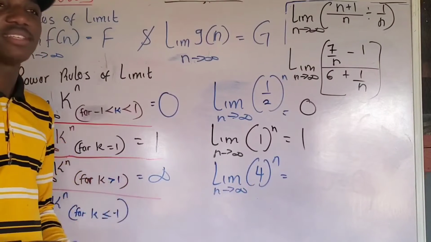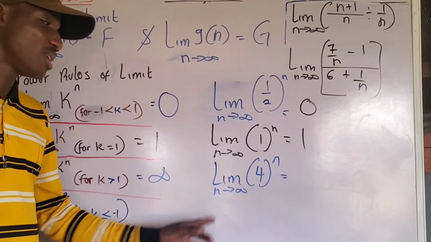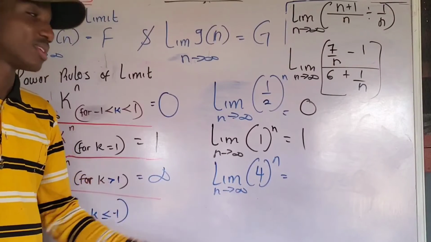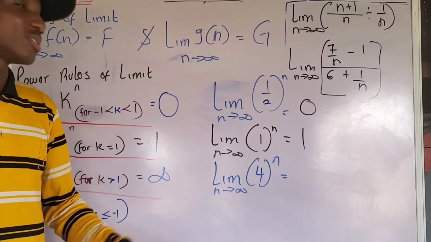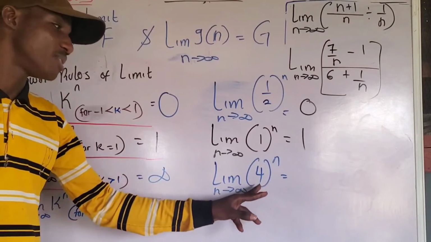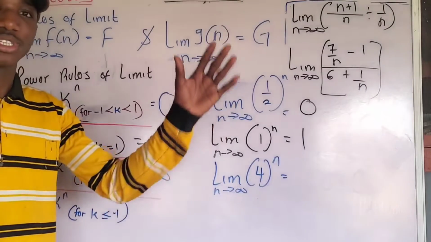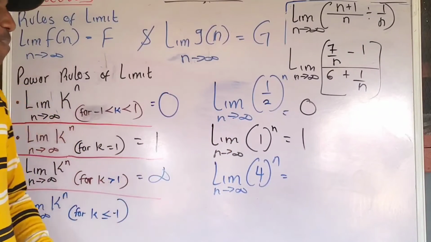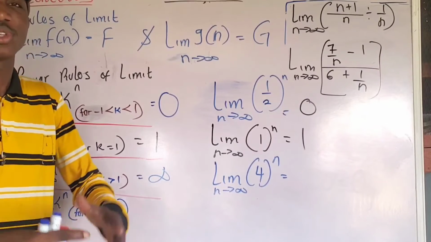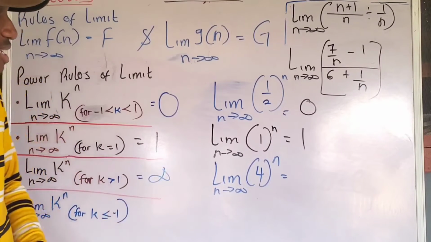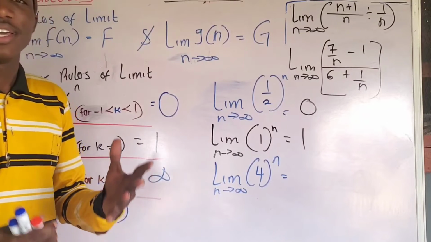Now, if n is 1 million, as we take the limit as n tends to 1 million, that means I'm going to have 4 to the power of 1 million. You are going to discover that the value of this function is going to increase. Now, if n changes to 2 million, you can see that it's going to increase as well. So you can see that this kind of function increases.